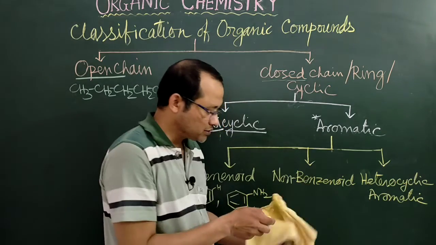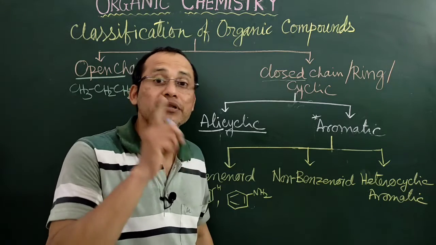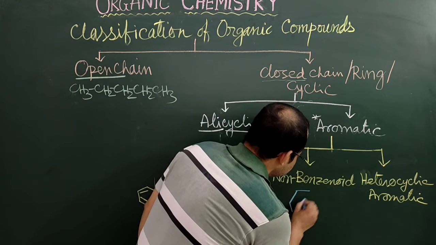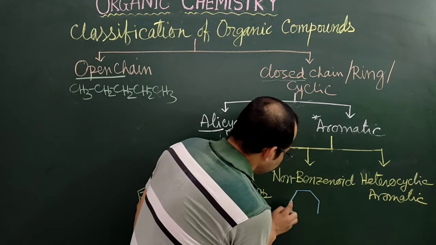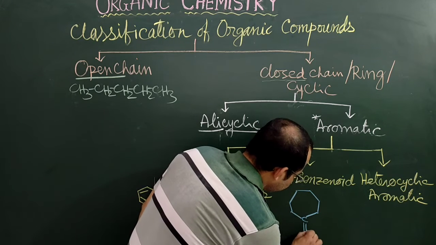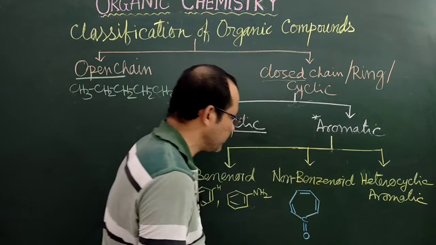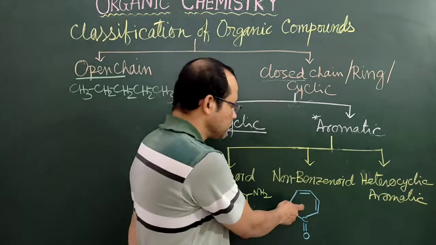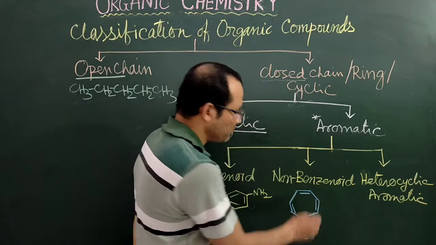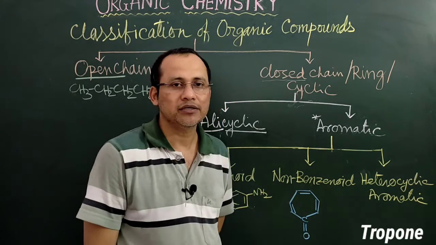Now come to this one, which is non-benzenoid. From the name it is clear that they will not be benzene like structure. So let us consider a 7-membered ring: 1, 2, 3, 4, 5, 6 and 7. Now if this carbon contains one double bond in this way, to make it aromatic, something like this will be there. This is clearly not a benzene ring, but this is an aromatic compound. This is cyclic again. So this is an aromatic compound which is not benzene like. So this is non-benzenoid, and the name of this compound is tropone.